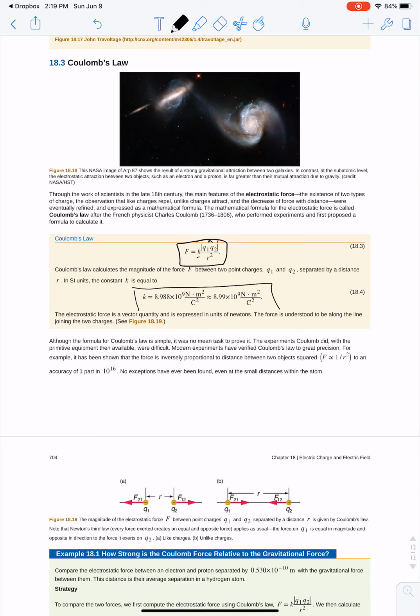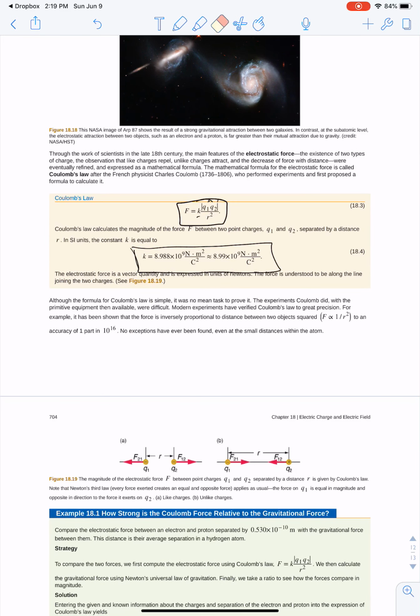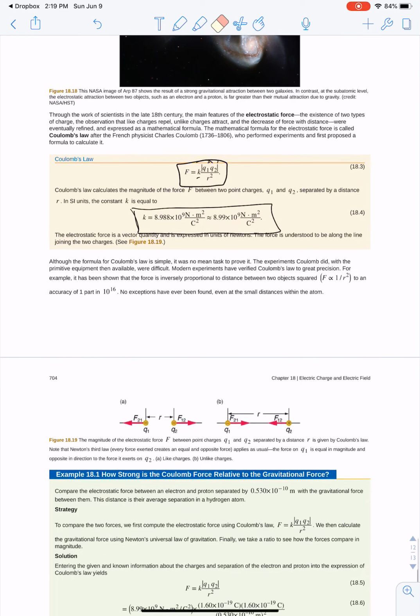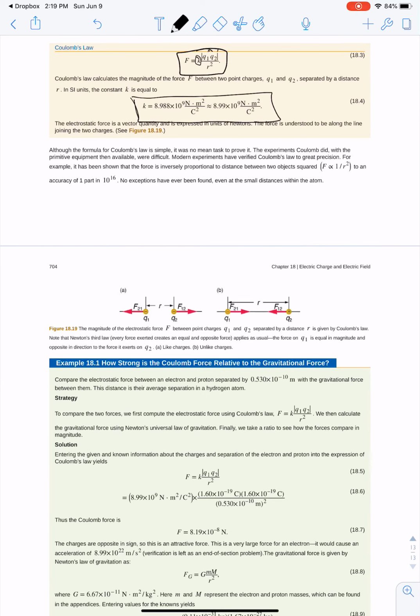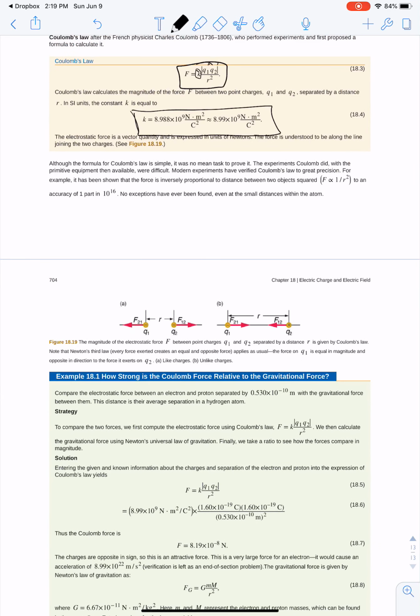k is just a number. It's a constant, a fit parameter from doing experiments, and it's about 9 times 10 to the 9 newton meter squared per coulomb squared. This is not a number you're going to have to memorize. It's a little bit weird, but it's there just as a factor to calculate this number, this problem. So the important thing is it's a 1 over r squared law. An inverse square law is the technical term for it.